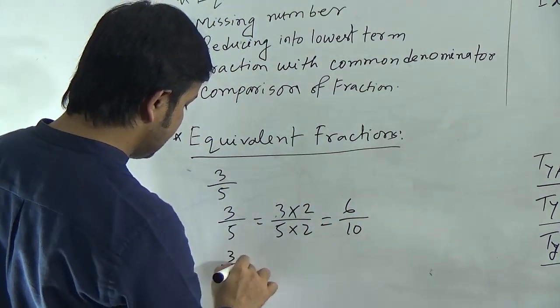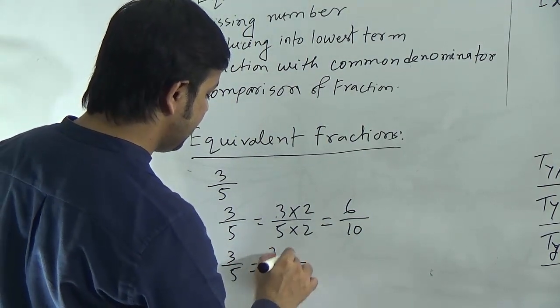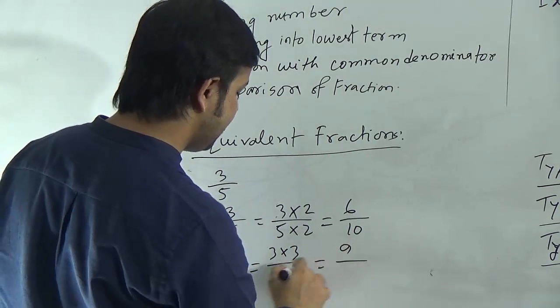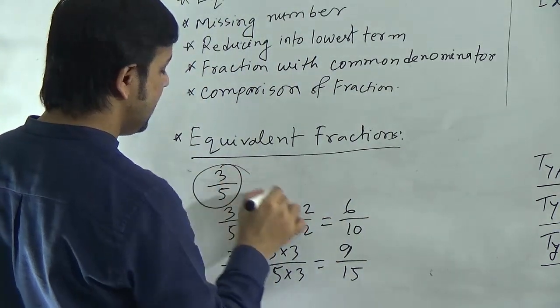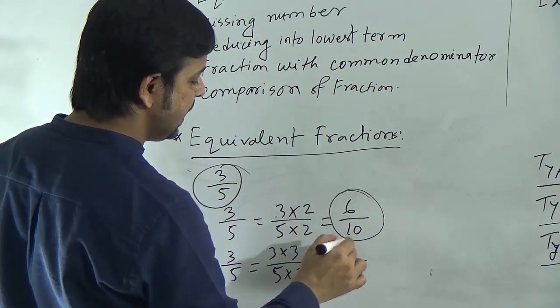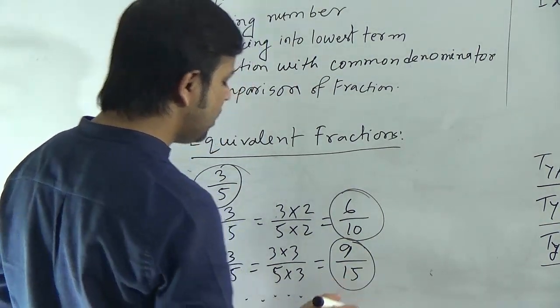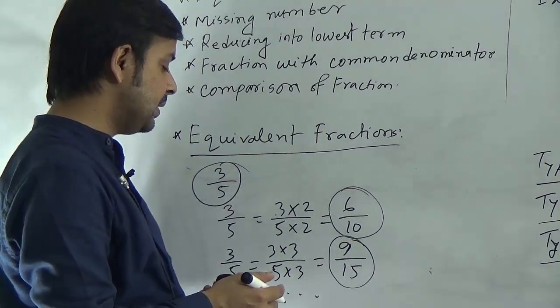If we multiply both the numerator and denominator by 3, we will get 9 by 15. This 3 by 5, 6 by 10 and 9 by 15. In this way we may get a lot of fractions. These fractions are said to be equivalent fractions.